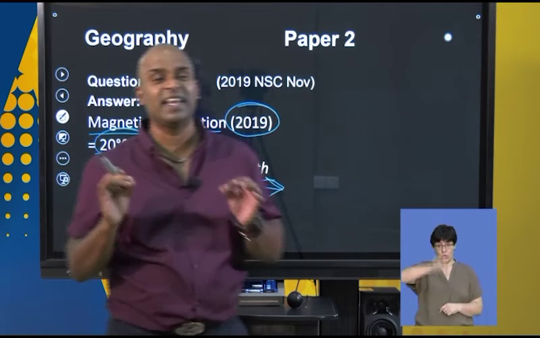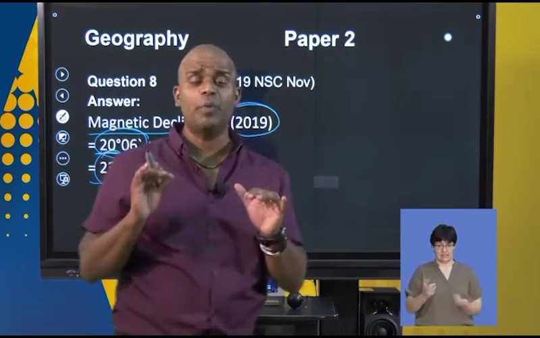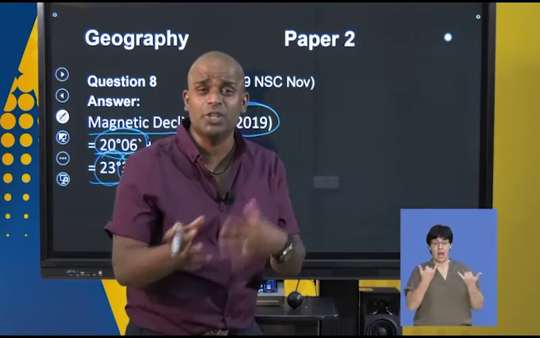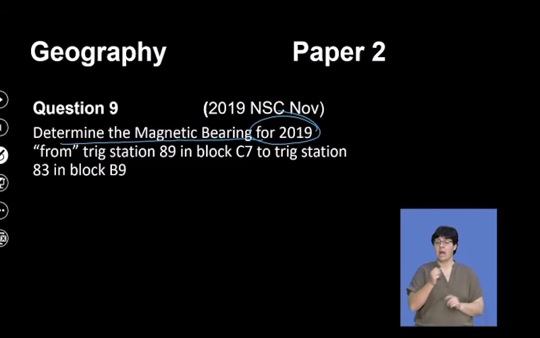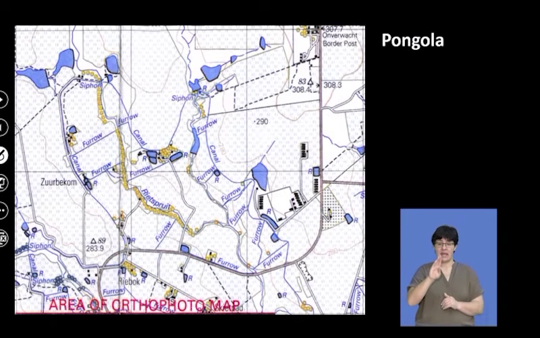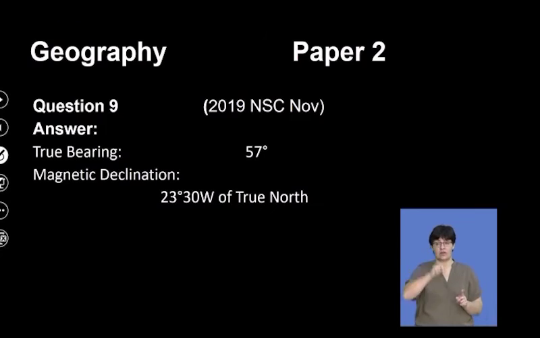However, guys, we haven't ended there. All we've done is calculate the magnetic declination. Now we need to implement it into our formula. So let's look at it. The question says, determine the magnetic bearing for 2019 from trig beacon 89 to block B9 where there's trig beacon 83. Looking at the question, note the following. On the map of Pongola, there's your 1 point, trig beacon 83, and there's your other point. My true north is as follows.